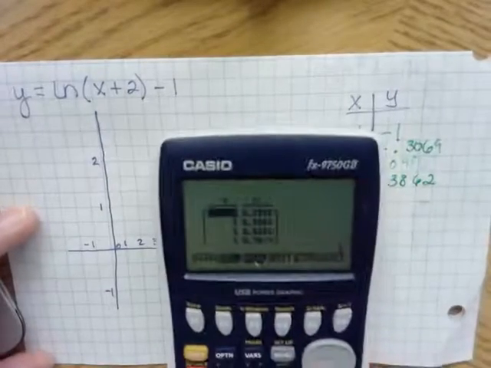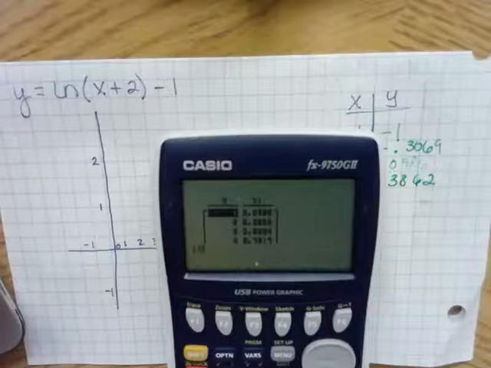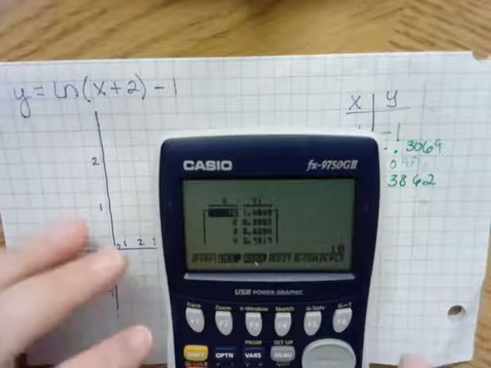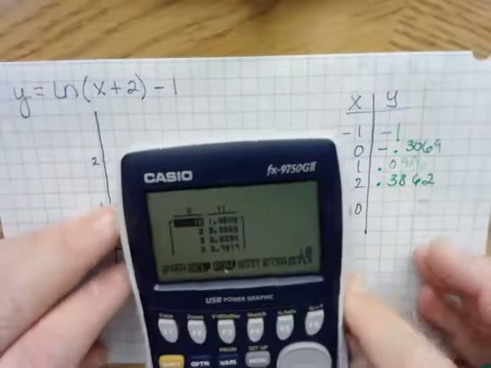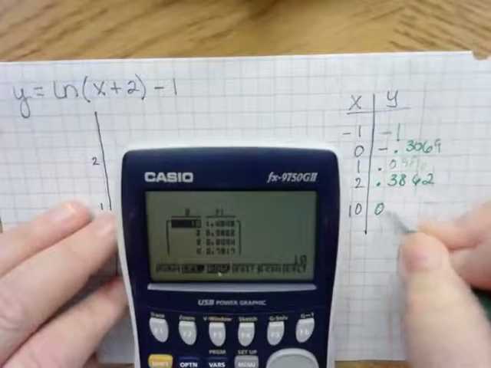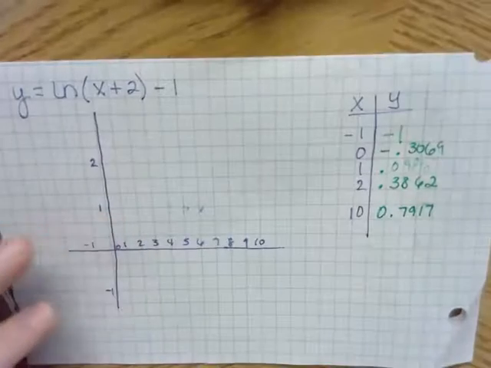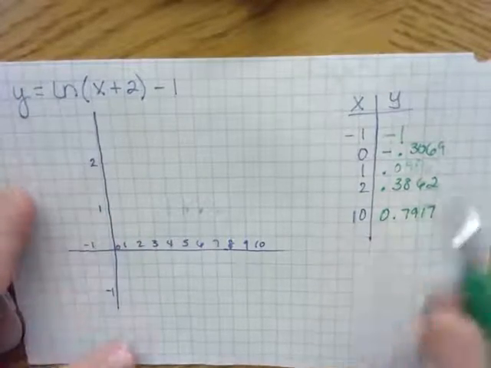And when x is 10, well, to get to the 10, I think it's actually going to be simpler just to type it in here. On the TI, I could have arrowed to 10. On the Casio, I type in 10, and I have 0.7917. So going ahead to plot my points now.